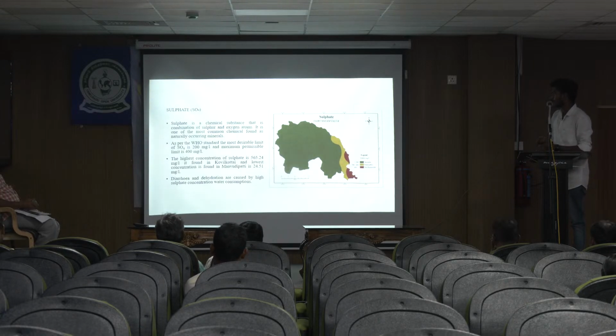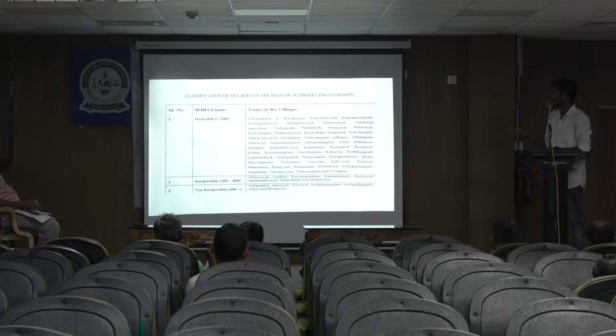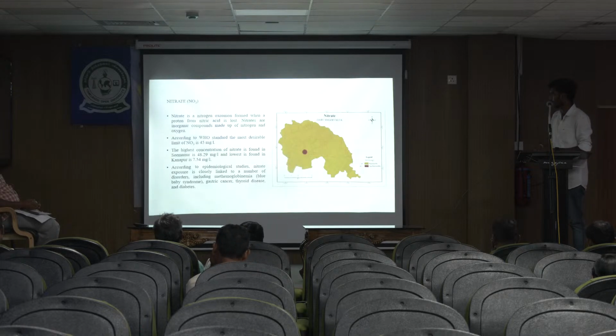Sulphate. The highest concentration of sulphate is 565.24 mg per liter, found in Kovil Kotai, and the lowest concentration is found in Magudipatti, that is 24.5. Next. This table shows the sulphate concentration.